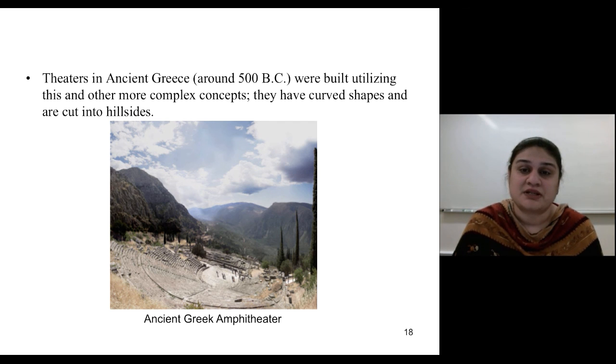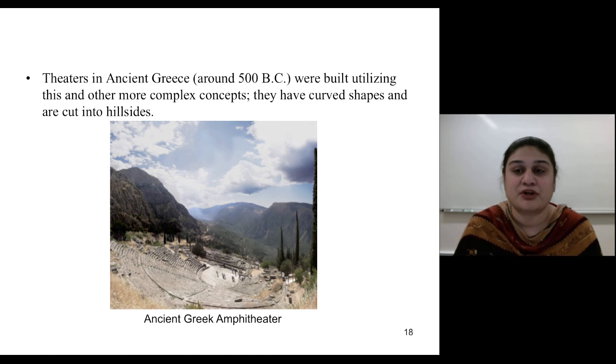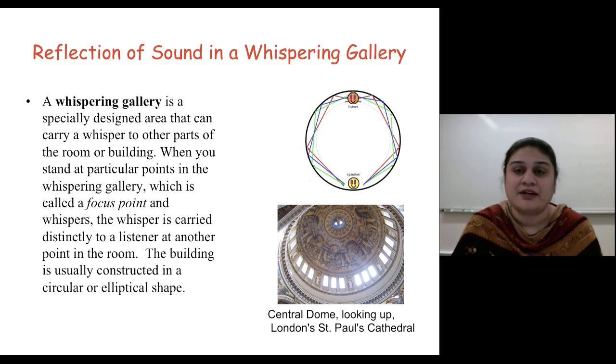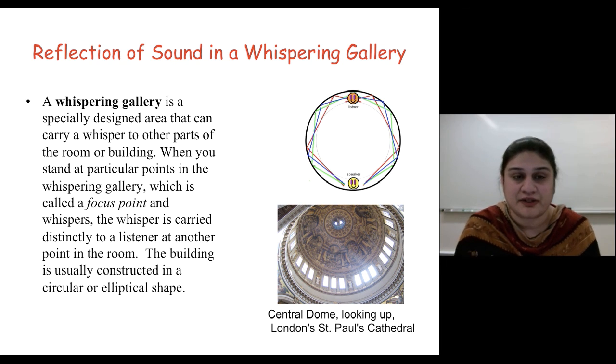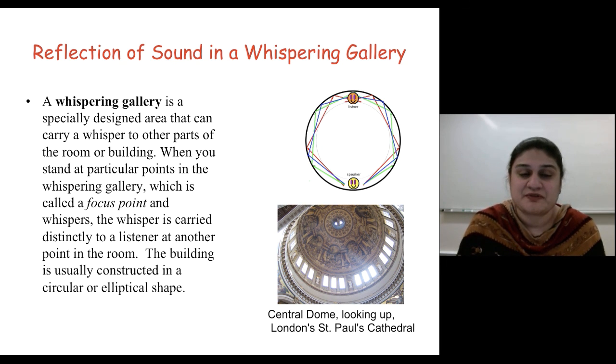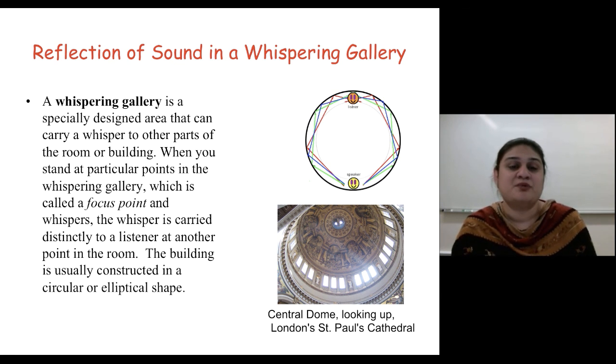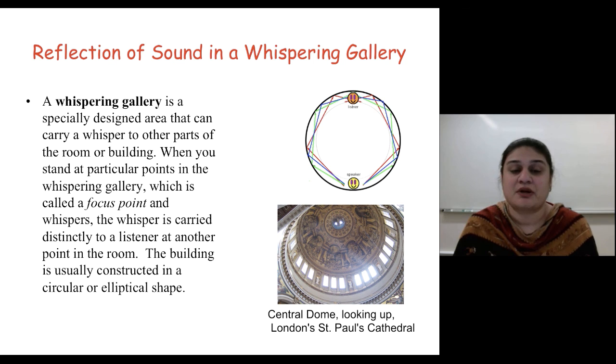Theaters in ancient Greece around 500 BC were built utilizing this and more complex concepts. They have curved spaces and they're cut into hillsides. Another really interesting application of reflection of sound waves happens in a whispering gallery. A whispering gallery is a specifically designed area that can carry whispers to another part of the room or the building. When you stand at particular points in a whispering gallery, called focus points, and whisper, the whisper is carried distinctly to a listener at another point in the room. The building is usually constructed in a circular or an elliptical shape.